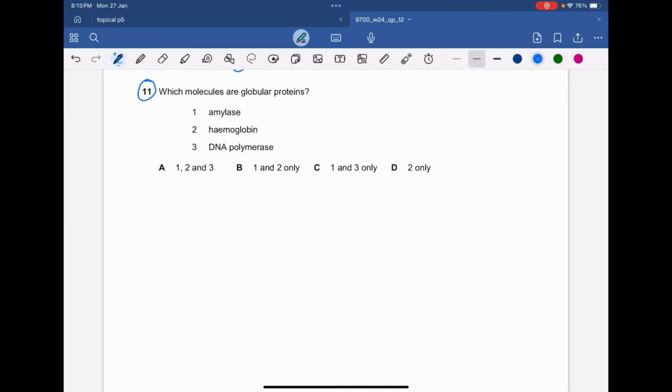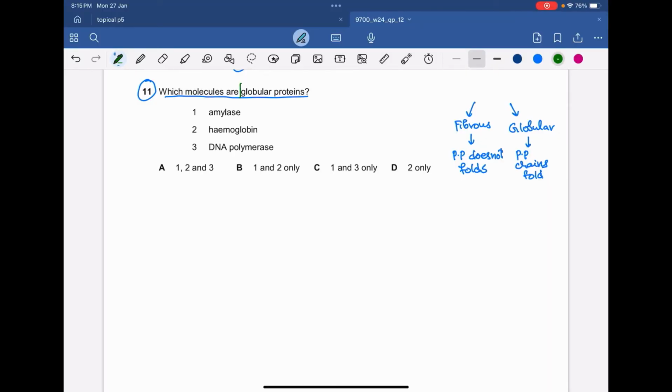Alright, so now let's begin with question number 11. Question number 11 says, which molecules are globular proteins? If we talk about the classification of proteins, there are fibrous proteins and then there are globular proteins. In the fibrous protein, the polypeptide chain does not fold, and in the globular protein, the polypeptide chain folds. Right, so now let's go ahead with the question.